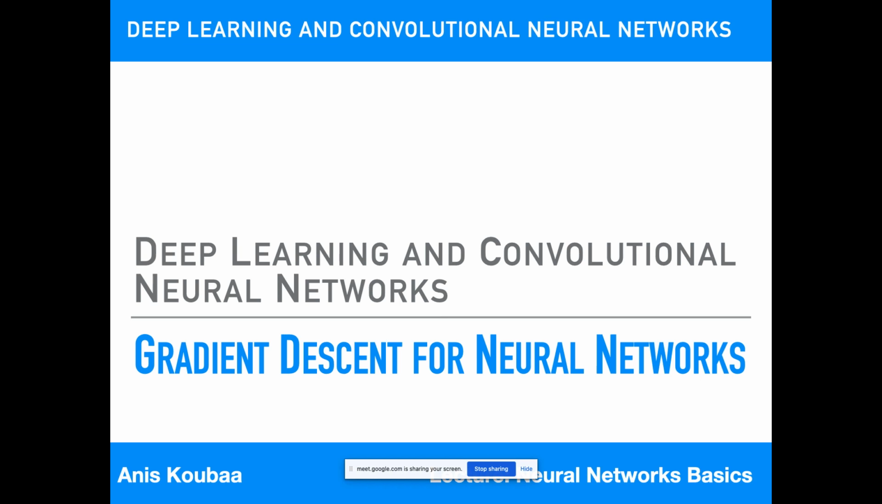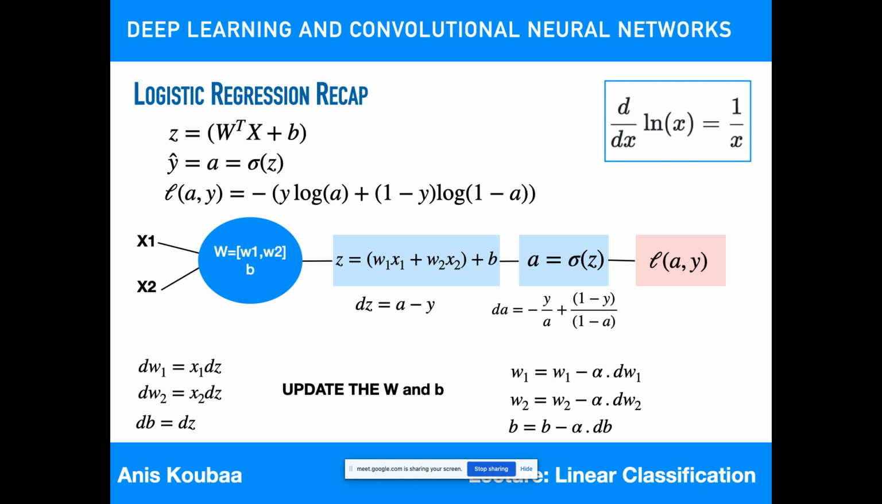Okay, so now let's talk about gradient descent for a neural network, which is the backward propagation. In logistic regression, we calculated the backward propagation by first calculating the derivative of the loss with respect to A, then the derivative of the loss with respect to Z, and finally the derivative of the loss with respect to W1, W2, and B. When we find these values, we use them to update the weights by subtracting a small portion multiplied by alpha, where alpha is the learning rate. So let's see how we can generalize this for a neural network with a hidden layer and output layer.